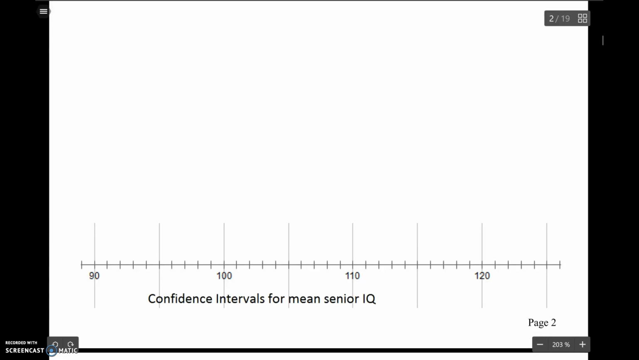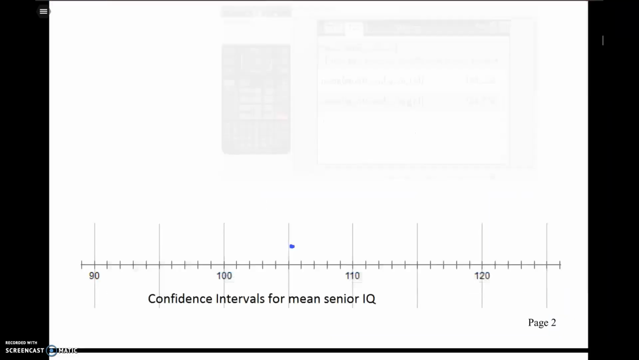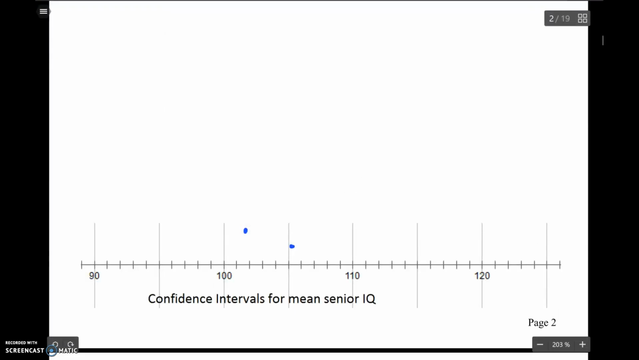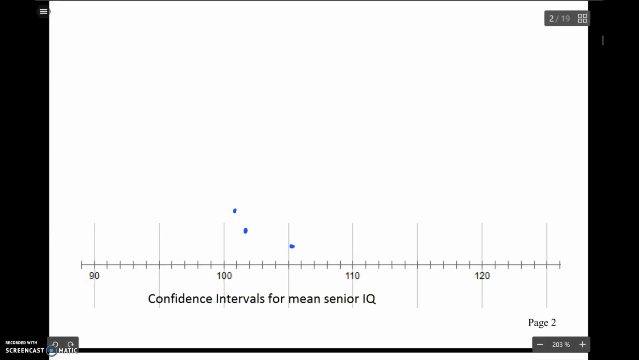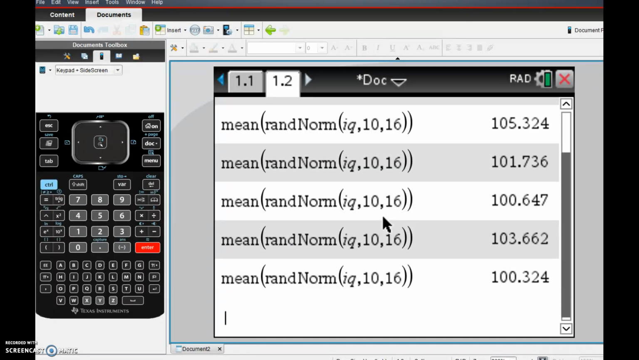Oops, I don't want that dot. 105.3. Now if I hit enter again, it's going to generate another sample of 16 and calculate the average of those 16: 101.7. If I do another one, 100.6. You guys might wonder why I'm graphing them like this. 100.3, 103. In fact, what we should be doing, 100, man, why are these so low?